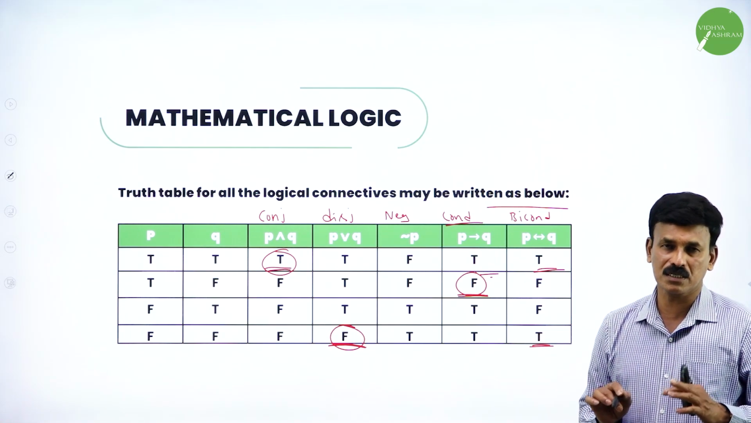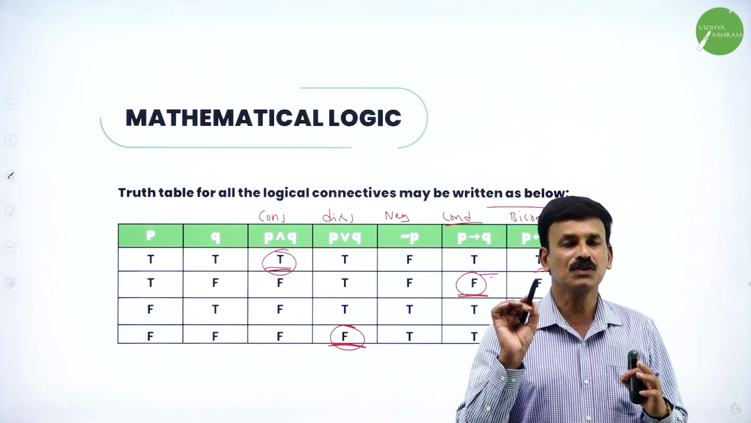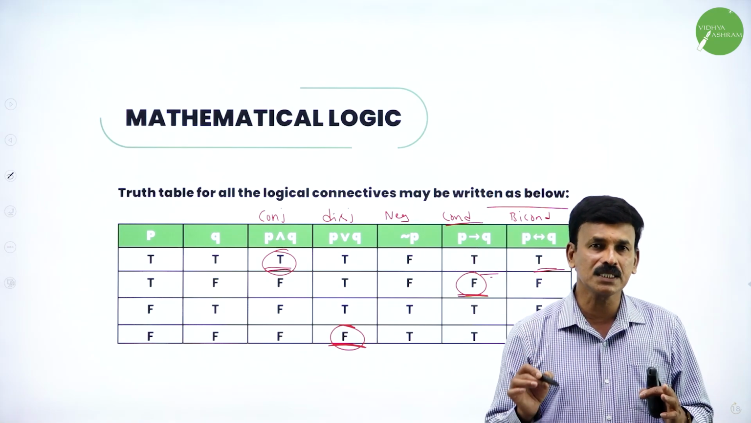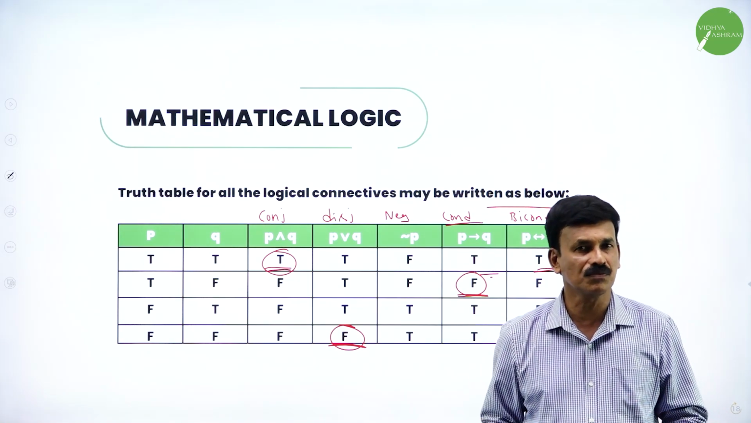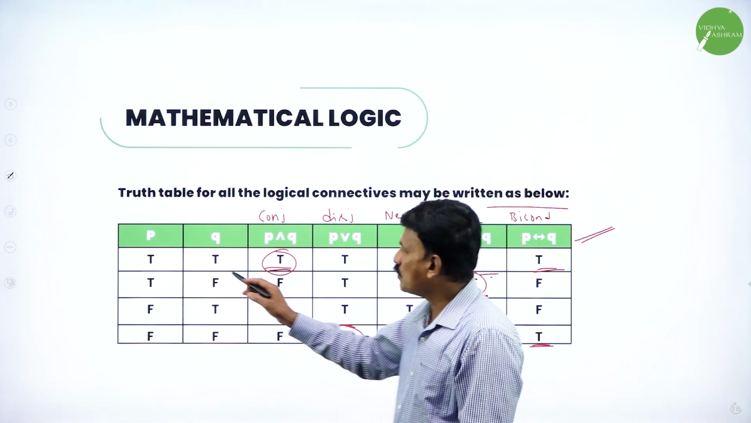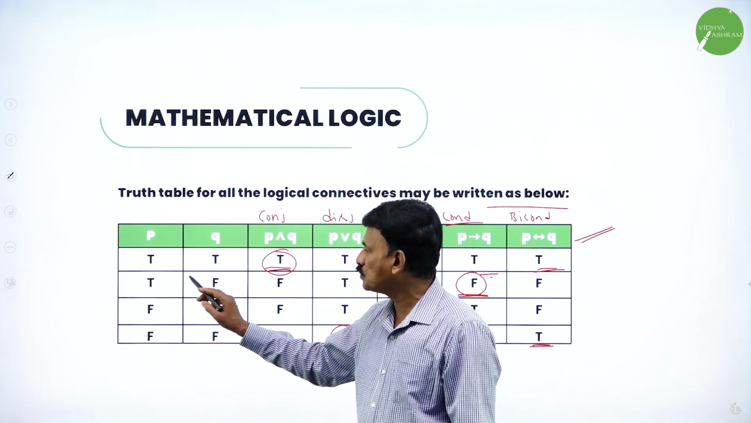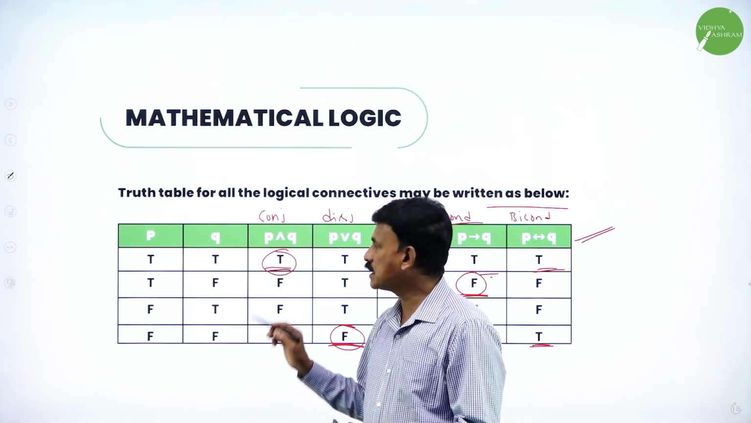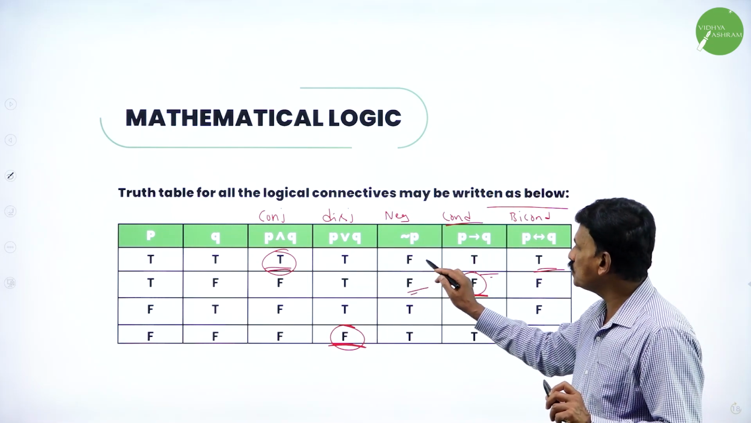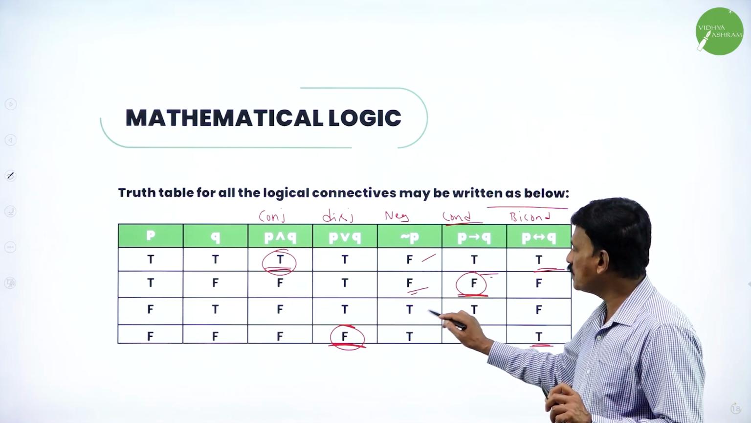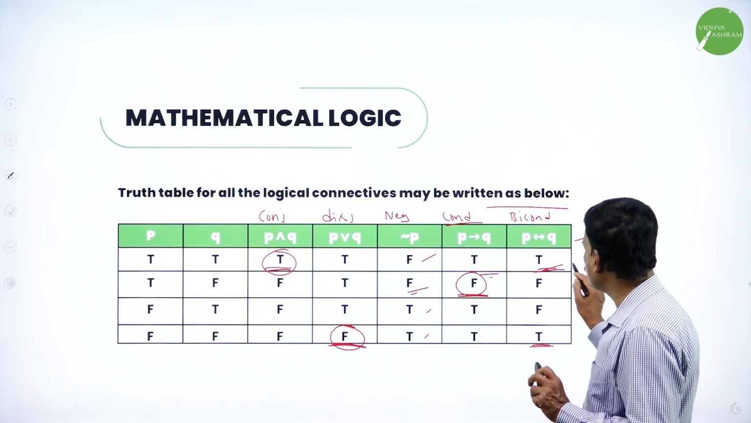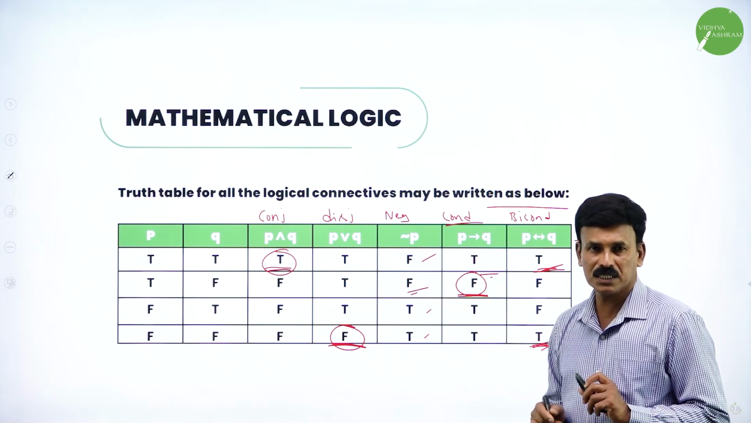For biconditional statement, if both statements are the same, that is true and true is true, false and false is also true. In other cases, true and false is false, false and true is also false. So, this is how we are going to write the truth table. If you know how to write the truth values for P and Q, true, true, false, false, true, false, true, false. Then conjunction, true and true is true. Disjunction, false and false is false. Negation, true is F, false is T. For conditional, true and false is false. And for biconditional, true and true is true, false and false is also true, and in the remaining cases it is false.